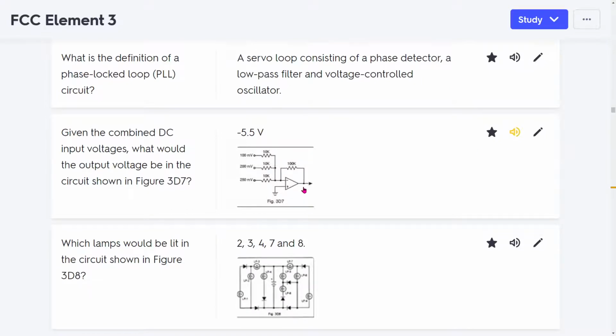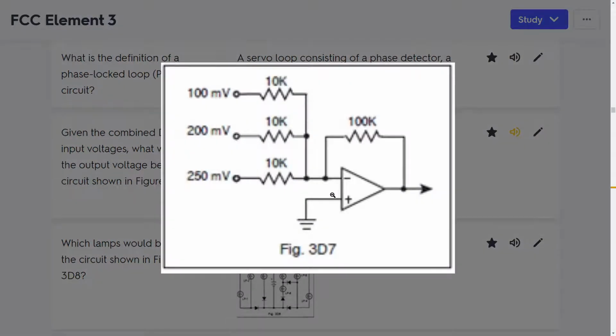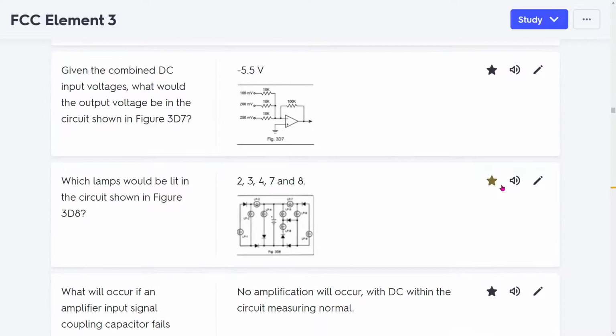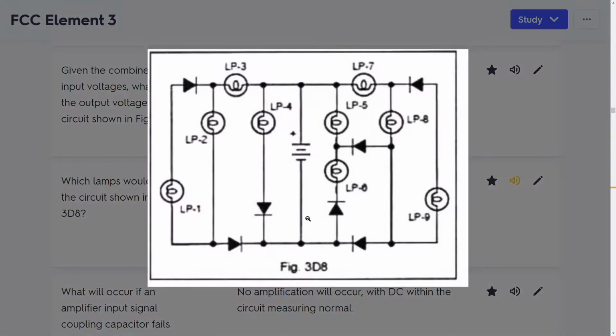Given the combined DC input voltages, what would the output voltage be in the circuit shown in Figure 3D7? Minus 5.5 V. Which lamps would be lit in the circuit shown in Figure 3D8? 2, 3, 4, 7 and 8.